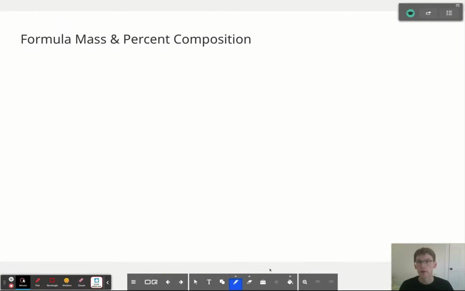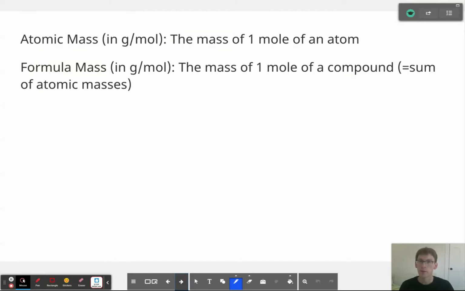In this video, we're going to learn about formula mass and percent composition. So much earlier in this course, you learned about atomic mass, which can be expressed in grams per mole, and that was just defined as whatever the mass is of 1 mole of an atom, 1 mole being Avogadro's number, 6.02 times 10 to the 23rd atoms.